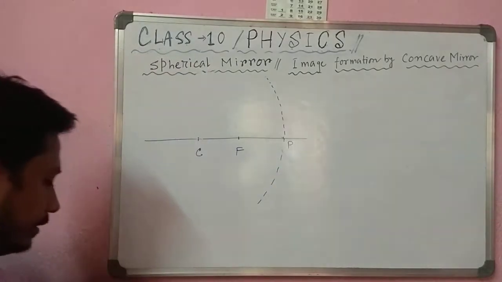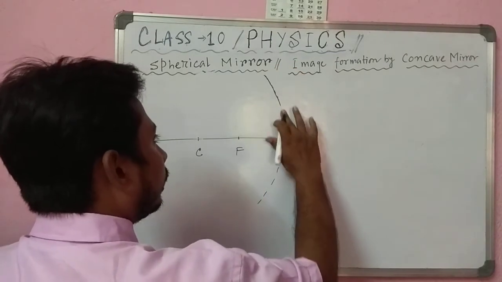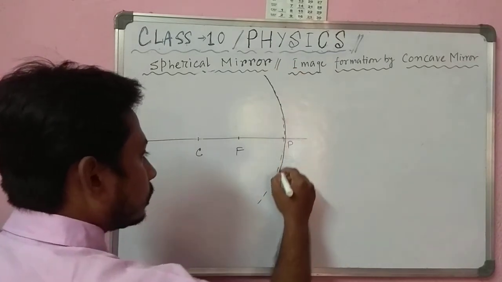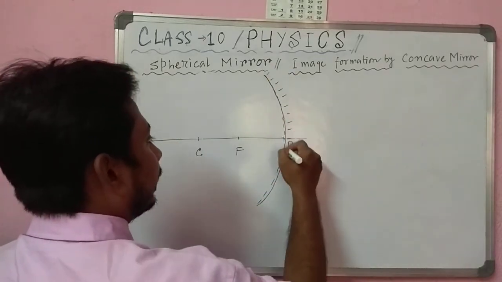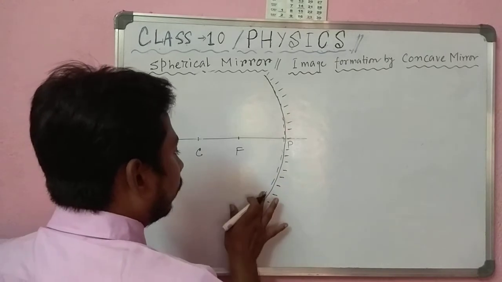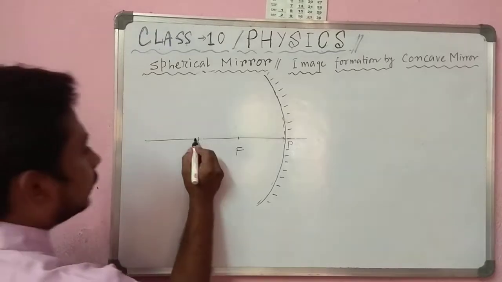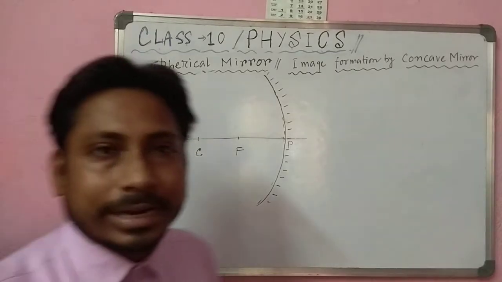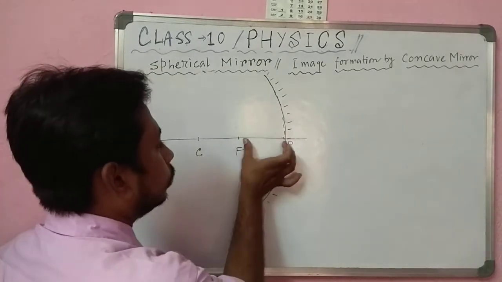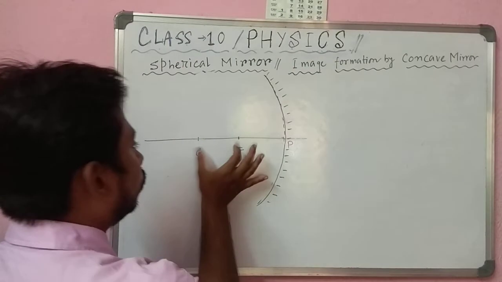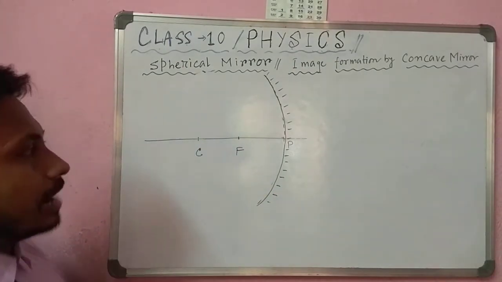By making this curve you get this type of mirror, and this mirror is called a spherical mirror. Then make silvering on the outer surface. So this is your spherical mirror, this is the focus, this is the center of curvature. Take 2 cm distance, 2 cm distance, and write focus and center of curvature.